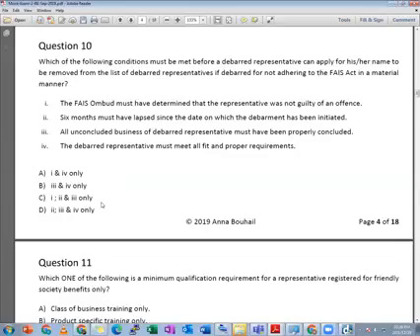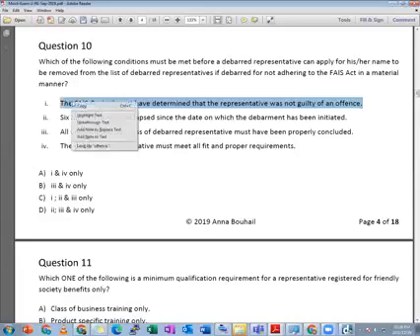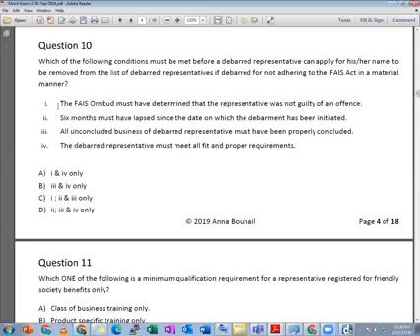So they say, which of the following conditions must be met? They say the FAIS Ombud must have determined that the representative was not guilty of an offense. Remember, guys, the FAIS Ombud simply deals with complaints from clients against FSPs, not against the reps. Remember, when you're authorized to be a rep, the FSP takes all the responsibilities for what you're doing. So you are not held liable for anything. They will debar you. Six months must have lapsed since the date on which the debarment was initiated.